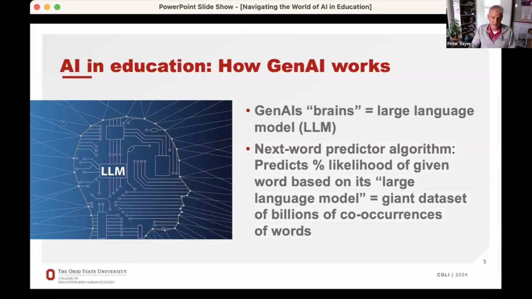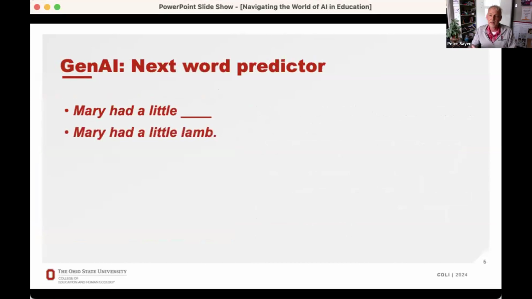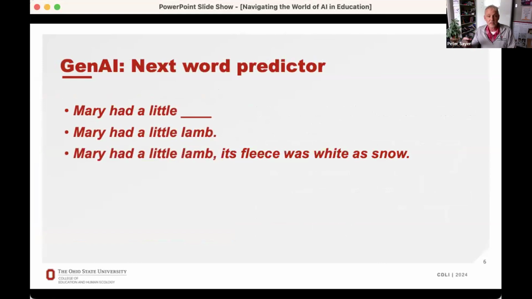So a really overly simplified explanation of this is that if I have a series of words here, Mary had a little, then we can think about, okay, we know what's going to come next, right? Mary had a little lamb, period. Or maybe Mary had a little lamb, comma, its fleece was white as snow.